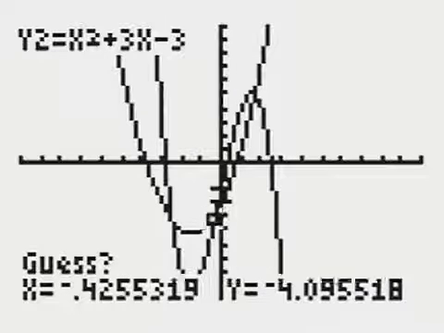For our guess, we want to scroll close to the point of intersection. We're going to start with the one furthest to the left. So we'll scroll close to that point and hit enter. We get the intersection occurs when x is roughly negative 2.46. So that's our first solution, negative 2.46. We need to repeat that process for the other two intersection points.